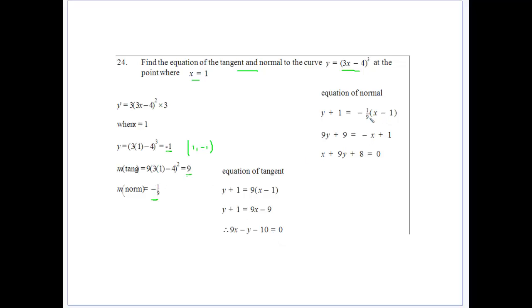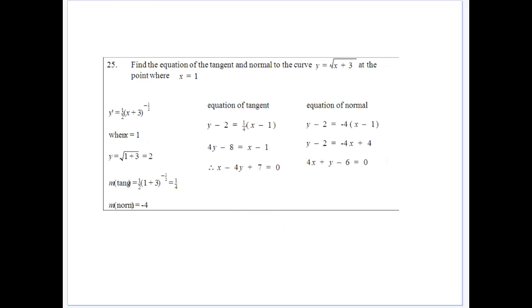For our normal, it's all the same point, except we get a different gradient, minus 1/9. So multiply through by 9, expand that bracket with the minus, and then collect our terms. So there's our two equations for the normal and the tangent, like we did before, except we're just using the chain rule to get our gradient function.